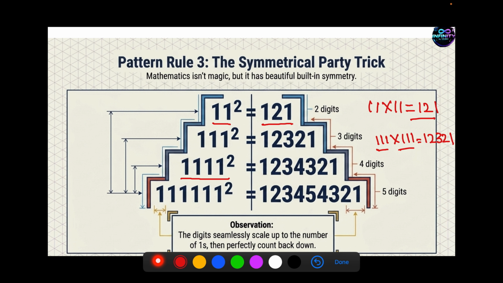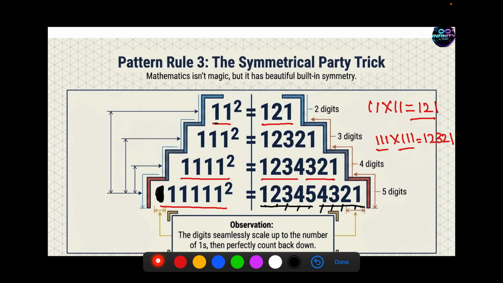If you are squaring 4 ones, what do you get? 1, 2, 3, 4, 3, 2, 1. And finally, if you are squaring 5 ones, we get 1, 2, 3, 4, 5, 4, 3, 2, 1. Can you see the hidden beauty? The digits don't appear randomly. They first count up, that is 1, 2, 3, 4, 5. Then they count down 4, 3, 2, 1. It's like climbing a staircase and then coming back down.